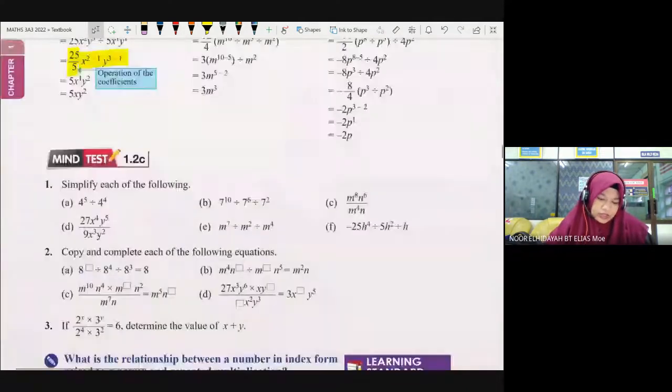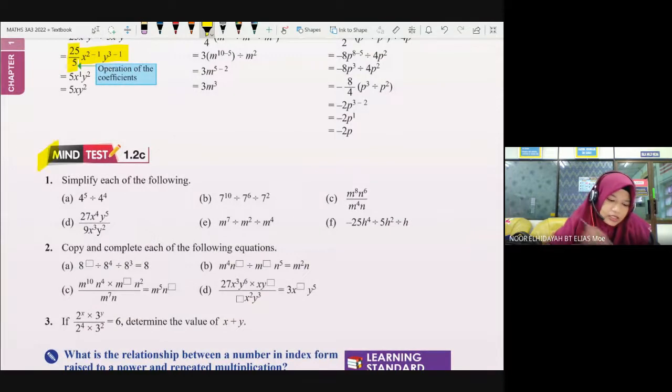Okay, this one is the last for this class. Exercise Mind Test 1.2C. Question B, question C, question D for number 1. There seems to be a lot of exercises today because for law of indices for PL3, we need more practice. And then question number 2, do B and D. And then try to solve question number 3. Teacher didn't show how for this one, but you can try, because you have to apply linear equations again.